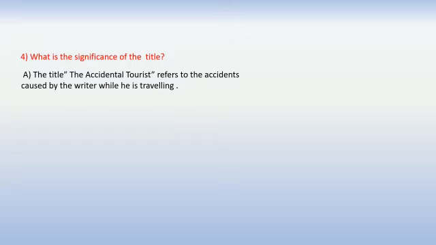What is the significance of the title, The Accidental Tourist? The title refers to the accidents caused by the writer while he is traveling, things that happen accidentally.